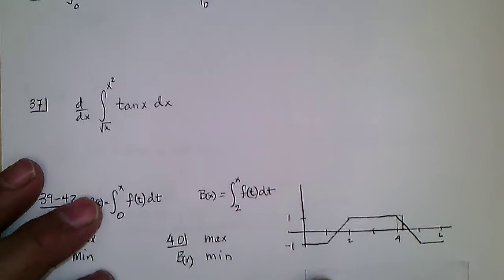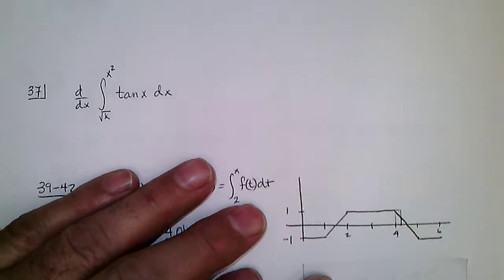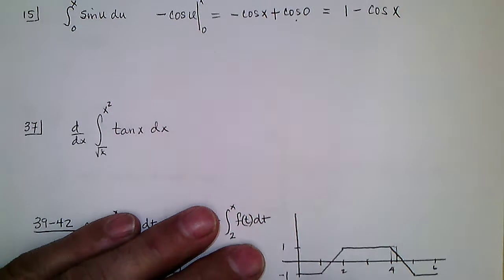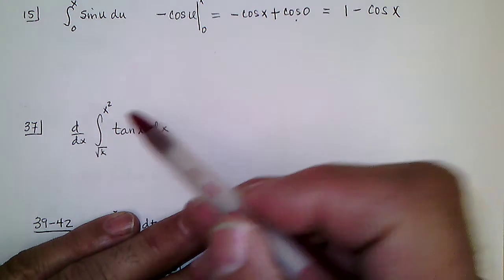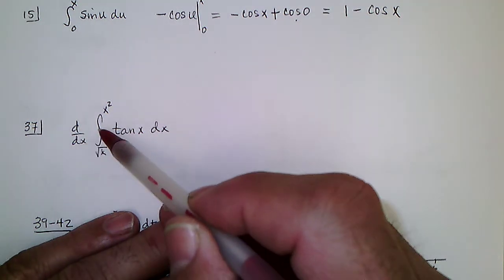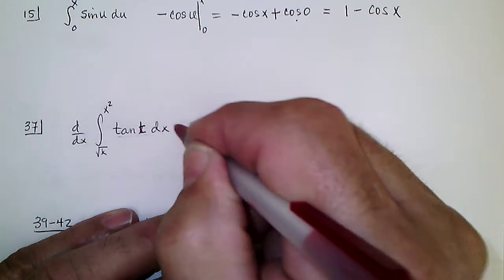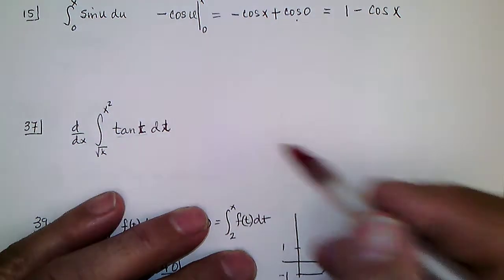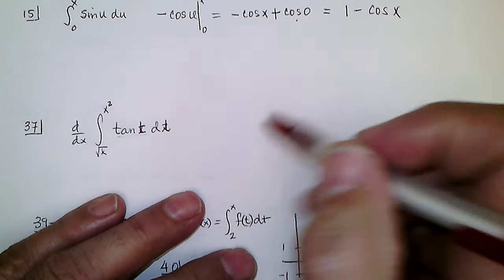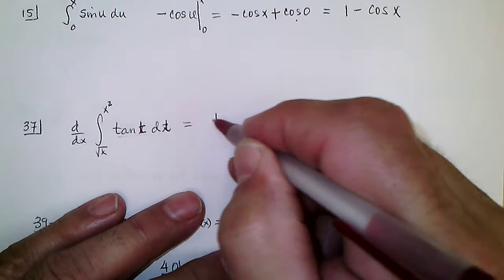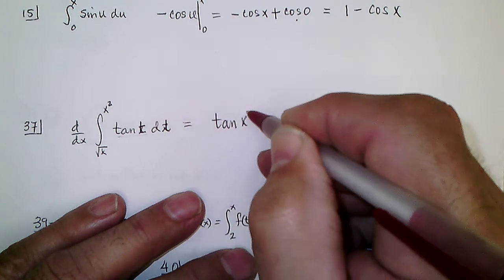37. So now this fundamental theorem of calculus number 2 takes effect. We're taking the derivative of the integral, so we get right back to this function. Oh, this was t dt. So we put the x squared in for the t, and we get tangent of x squared.